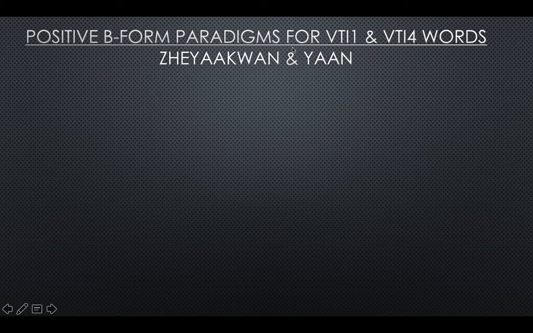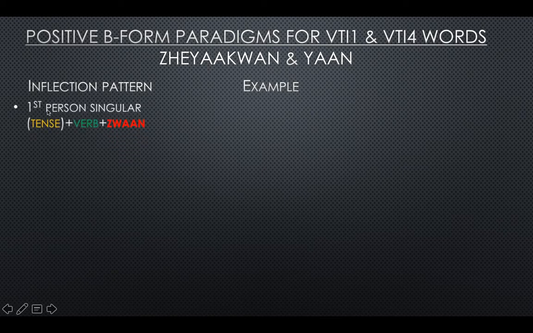So Jea Kun is our VTI word. It's got that signature AN ending. And VTI 4 has the signature AA ending. So we're going to have our inflection patterns over here and examples over here. So first person singular, tense if it's there, then a verb, and then our negative suffix zwan.